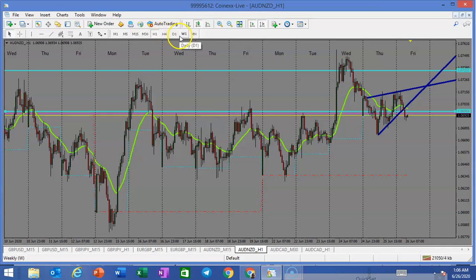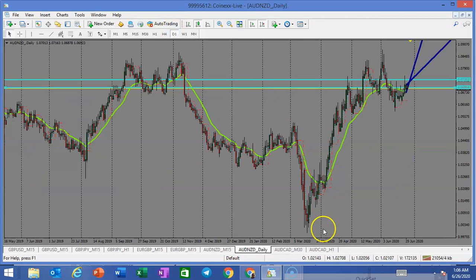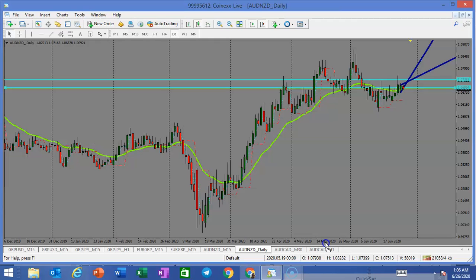Let's start with the weekly. Consolidation for years. Years and years and years. All right, daily. Yeah, we're doing something. This is still like a consolidation. It looks like it's trying to make its way up.